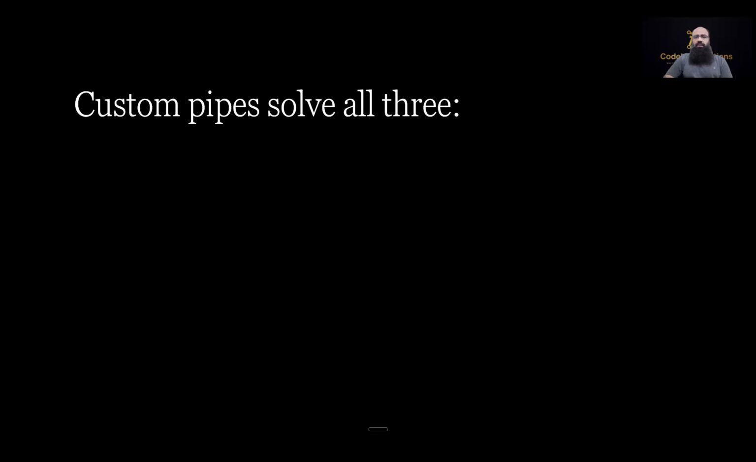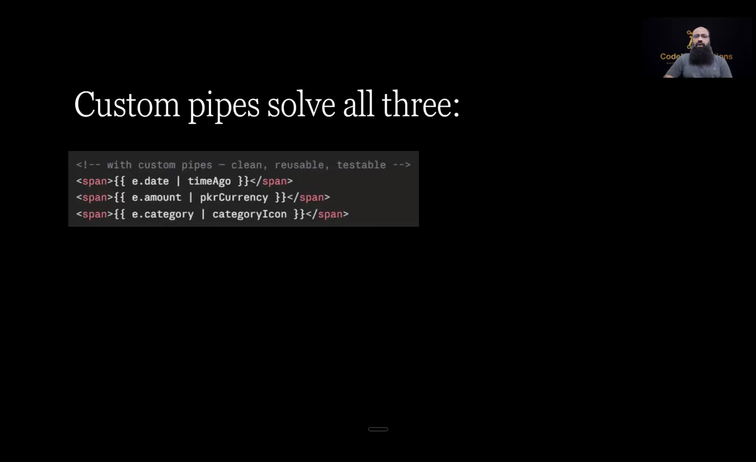So how are custom pipes going to solve all three of these? This is a visual of how we'll be using them once we achieve everything. We'll be using a TimeAgo pipe, which quickly shows us how long ago an expense was made. Was it 2 days ago? Is it 1 week ago? Then we'll be using the PKR currency pipe, which will use the currency symbol automatically. And then we have a category icon. Once we write these custom pipes, we only need to write the transformation once, and then we can use it anywhere.